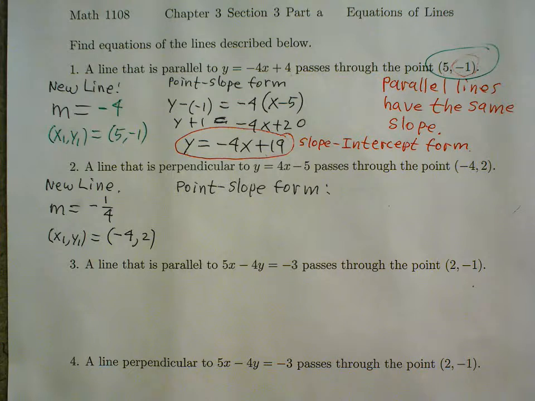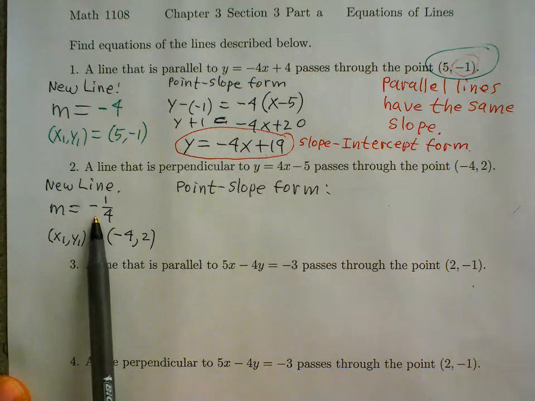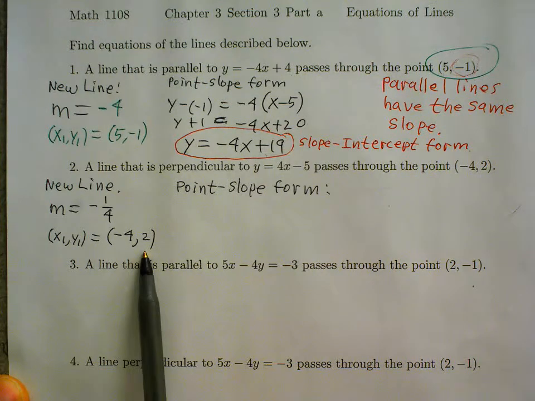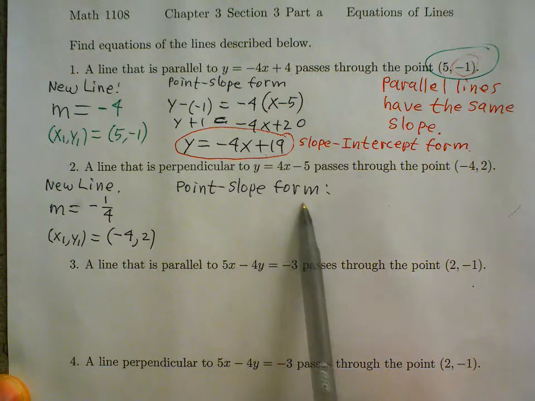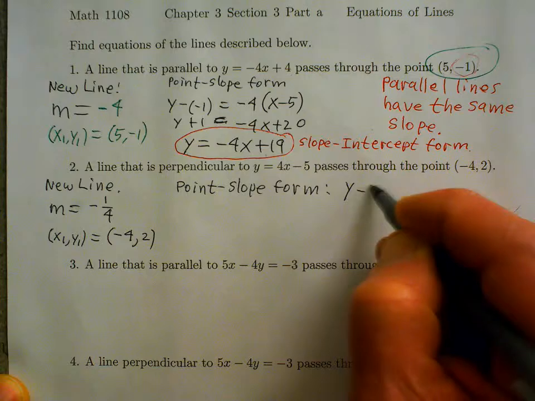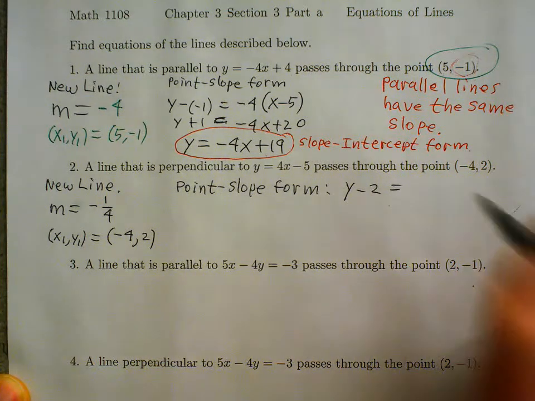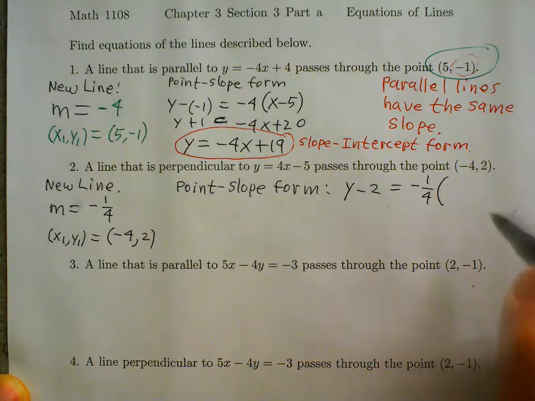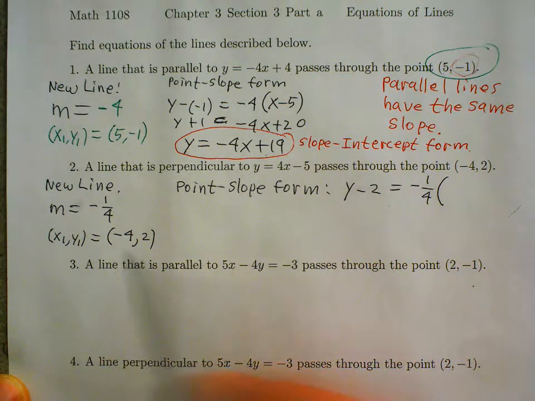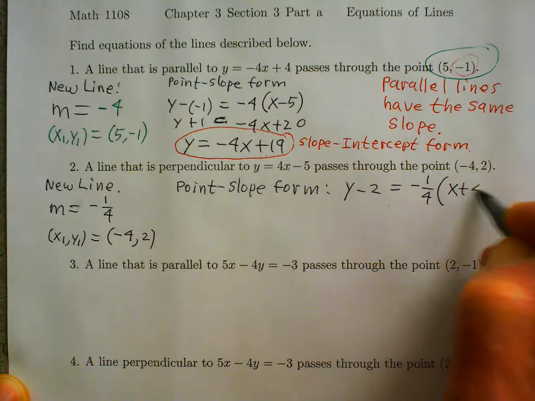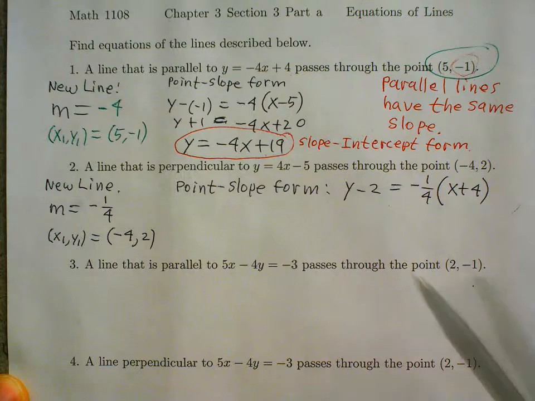Okay, did you get it? The slope is -1/4, and our x1, y1 is -4, 2. So the point slope form, y minus y1, in this case is y minus 2. And that's equal to the slope -1/4 times the quantity x minus -4. X minus -4 simplifies to x plus 4. Okay, so this is our point slope form.